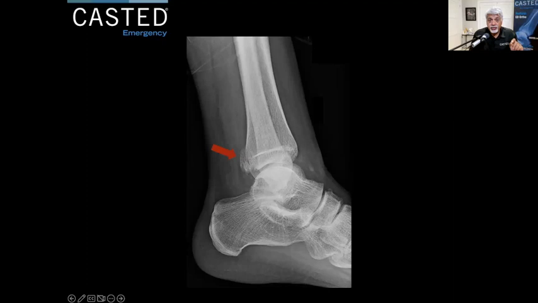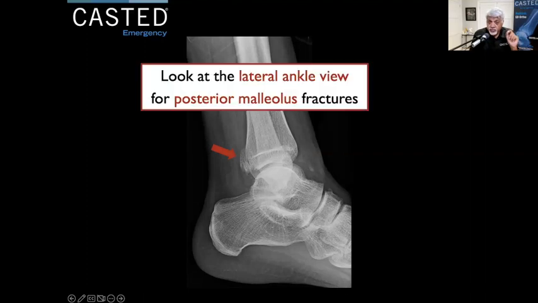What we want you to do, though, one case, one point: look at the posterior aspect of the distal tibia, look for posterior malleolus fractures, scrutinize that lateral x-ray. And if you see a posterior mal fracture, your clinical concern for the case goes way up. Pay attention to these subtle findings. Hope it'll help you on your next shift.